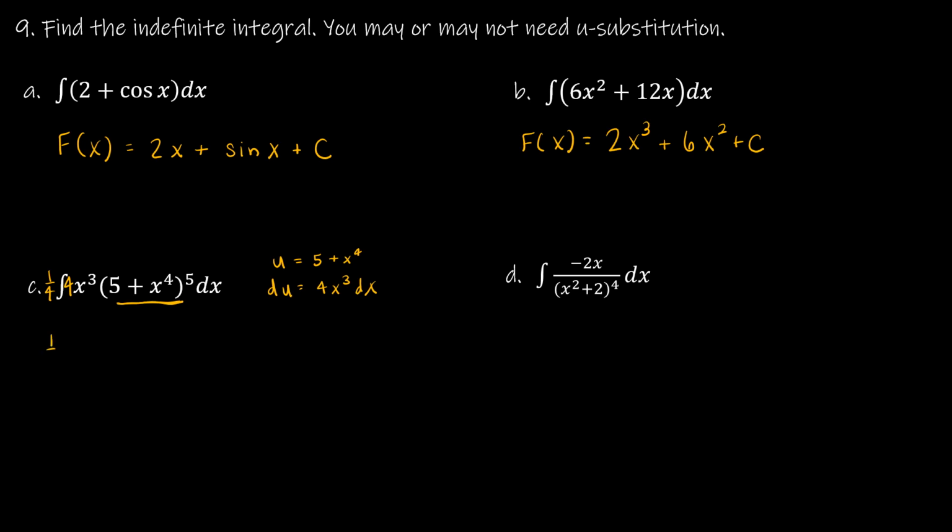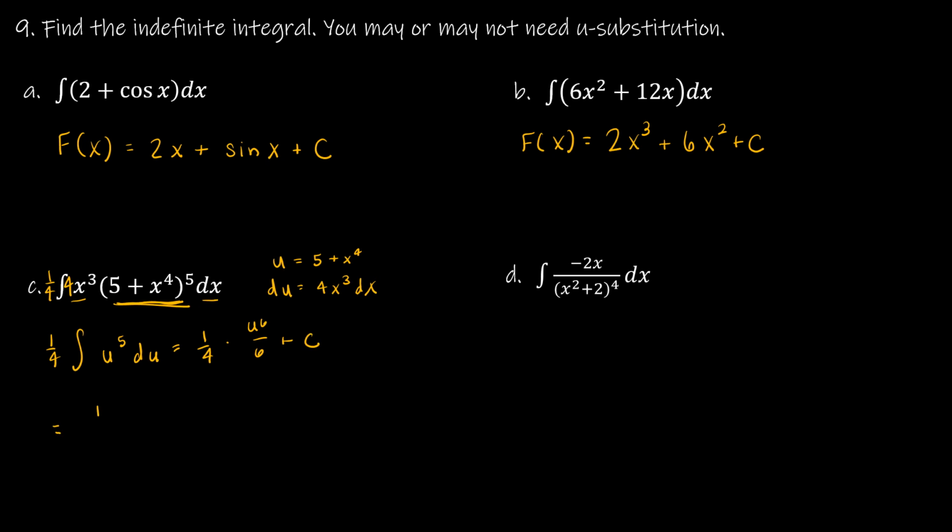So really, this is 1/4, and then the integral of u to the 5th du, because 4x cubed dx has been accounted for, so that's what I'm finding. The result of that is 1/4, and then u to the 6th over 6 plus c, and then I simply sub the c back in.